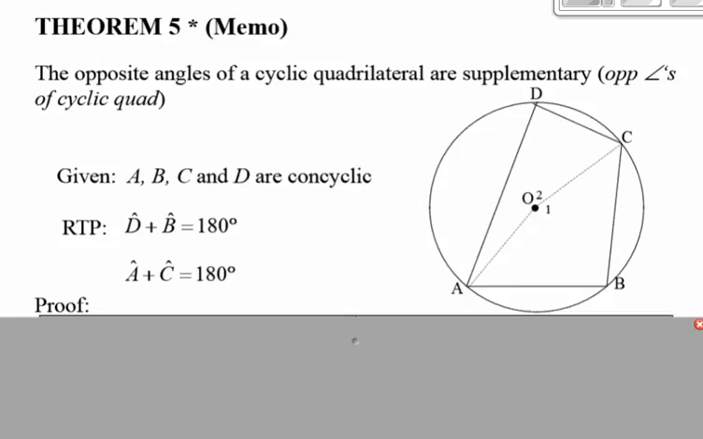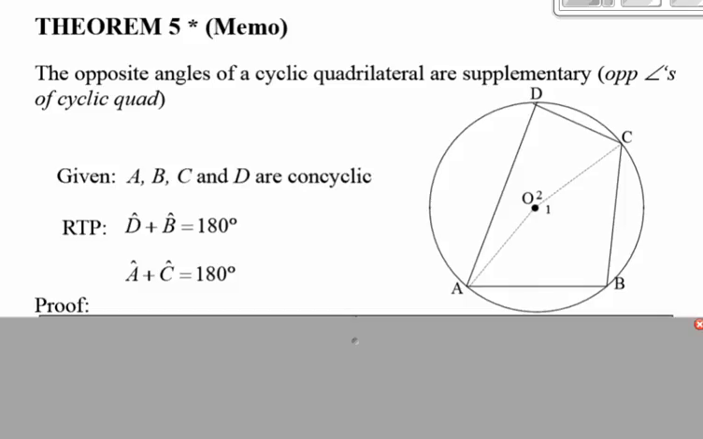In this video, we're going to look at our next examinable proof. That's the proof of Theorem 5. This theorem says that the opposite angles of a cyclic quadrilateral are supplementary, meaning their opposite angles add up to 180 degrees. In this type of question, you will be given a cyclic quad.